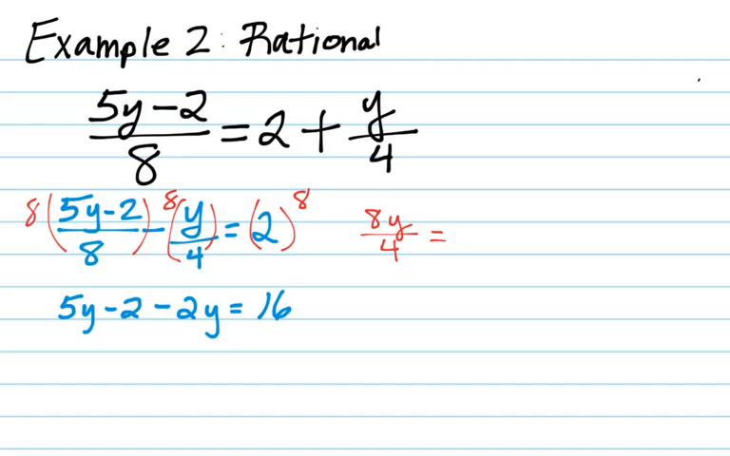Good, very good question. He says, how can you multiply 8 times this fraction and it be equal to this? Legitimate question. So it'd be like this, 8 times y over 4. How do you write a whole number as a fraction? 8 over 1.